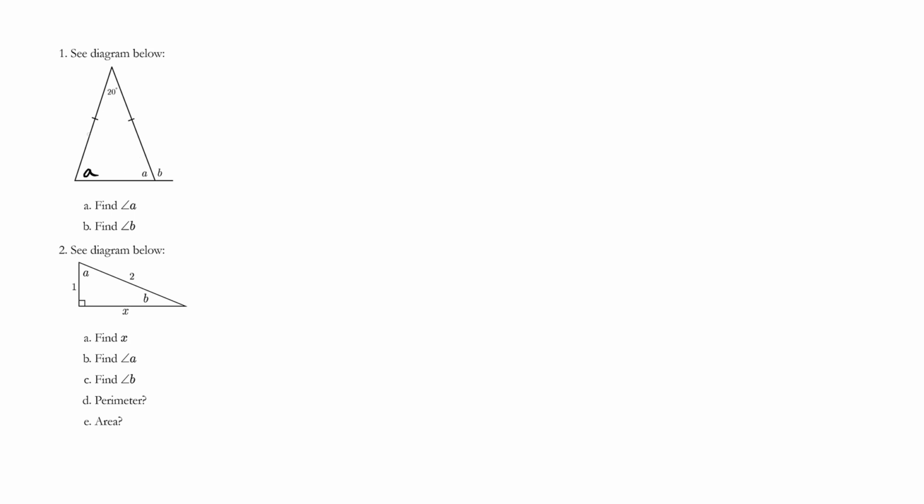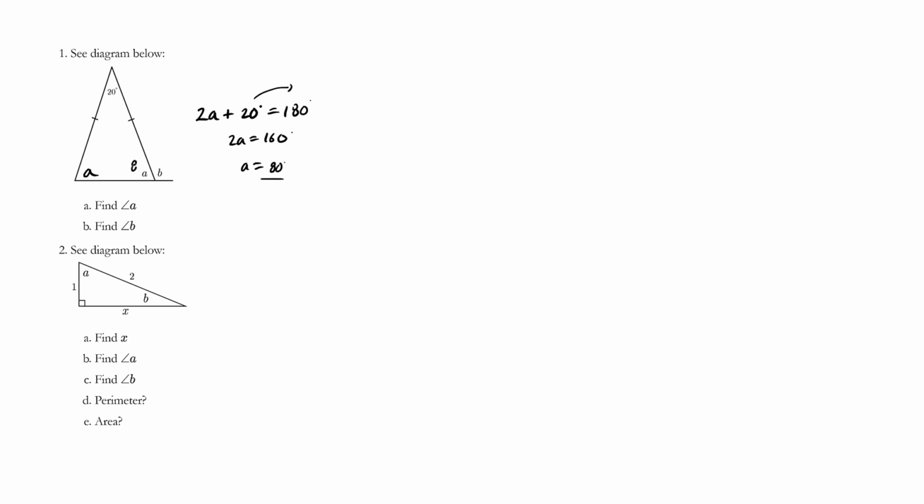We also know that the three interior angles of a triangle sum to 180. So A plus A is 2A, plus 20 degrees, equals 180 degrees. Now we simply use algebra. We throw the 20 degrees over. 2A equals 160. Divide both sides by 2. We get A is 80 degrees.